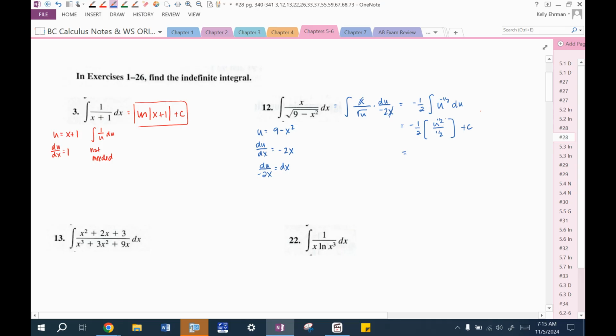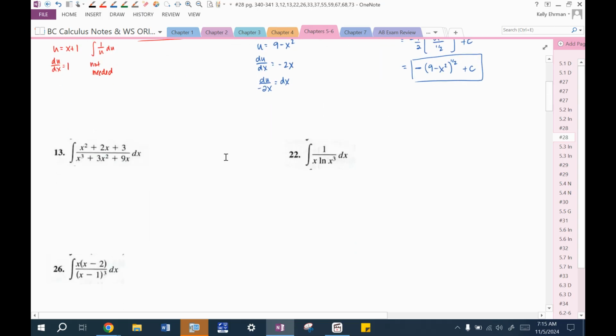So instead of u to the 1/2 divided by 1/2, that's really 2 times u to the 1/2, and 2 times negative 1/2 is just negative 1. u was 9 minus x squared. It's to the 1/2 power plus c. You can rewrite that as negative square root of 9 minus x squared if you want. Quick reminder, you're not allowed to square root individual terms, so this definitely is not allowed to be like 3 minus x or anything like that.